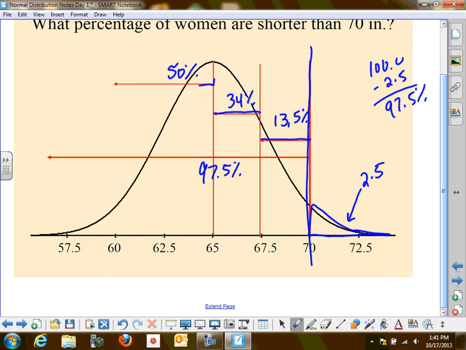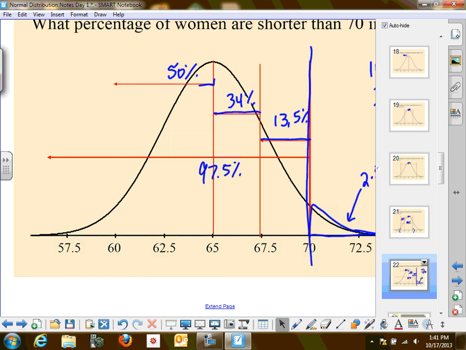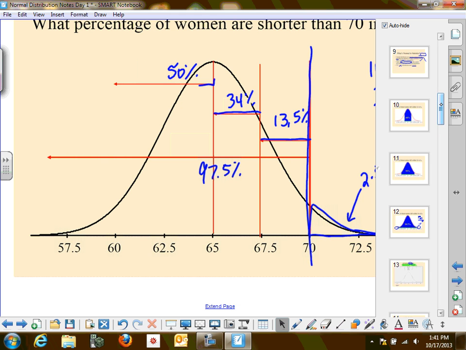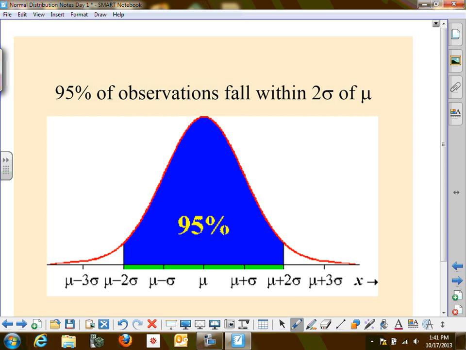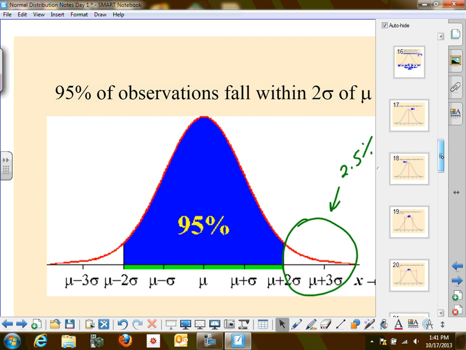I personally remembered from 2 standard deviations out, right here, that if the middle's 95%, then you split the 5%, and that's your 2.5. So I didn't even really think about adding those two pieces together. I just thought of the 95 giving me 2.5 there. Okay, but anyway, those are all good.